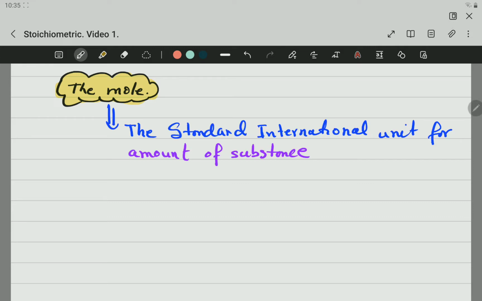So the mole is the Standard International Unit for amount of substance. Note, this is not the definition of the mole. This is what the mole is. It's not the definition, okay? Now, the symbol for the mole is just mol. This is the abbreviation for the mole, which is the unit, and the symbol we are going to use for amount of substance is little n. So that is the mole, and this is the unit.